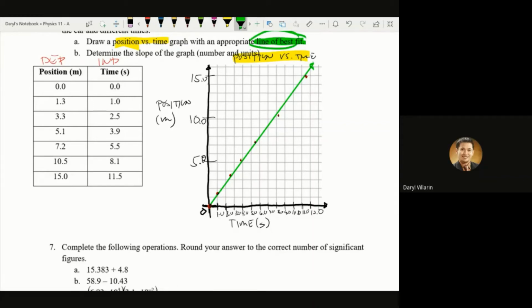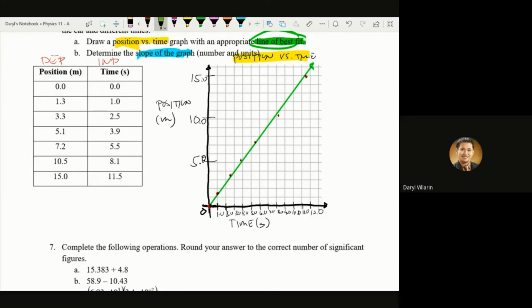So that would be your graph. That means that you're done graphing, but you also need to determine the slope. Okay, you need to determine the slope. So in determining the slope, choose 2 points, 2 points that hit this particular line, the green one.